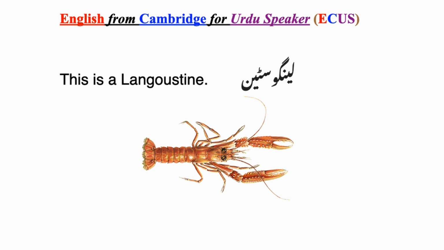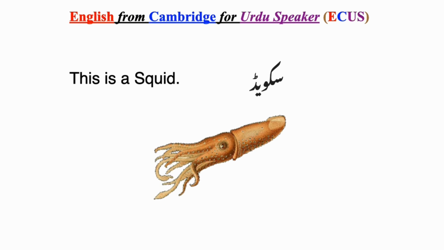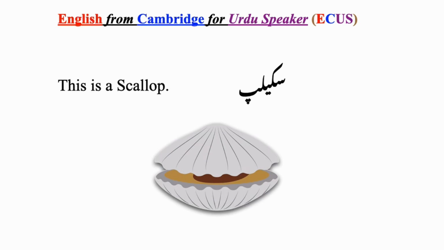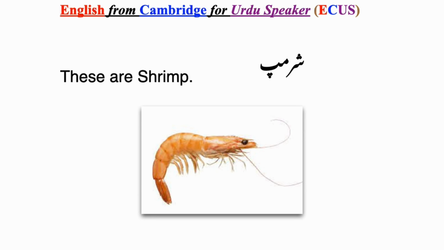This is a langoustine. This is a squid. These are cockles. This is a scallop. These are shrimps.